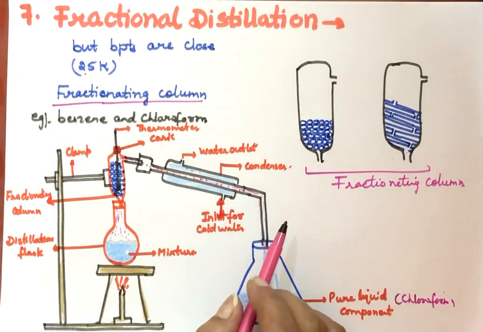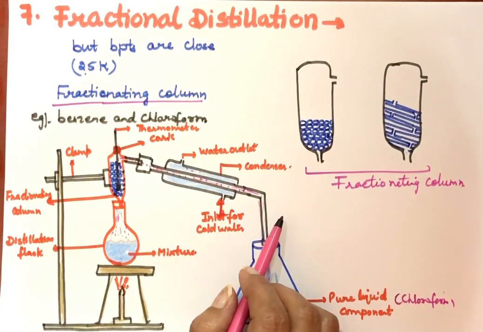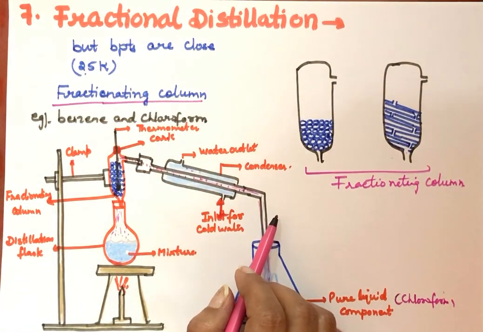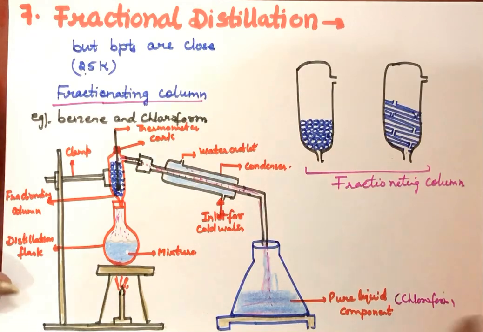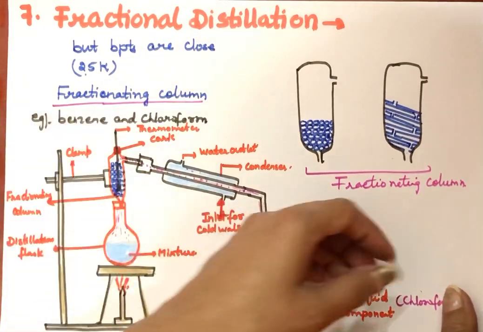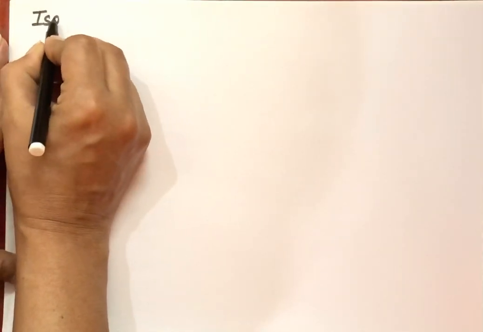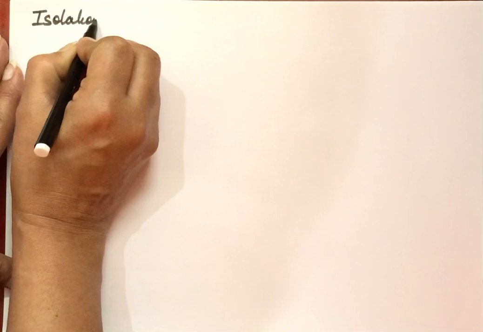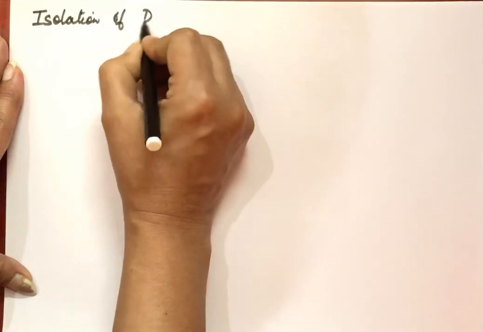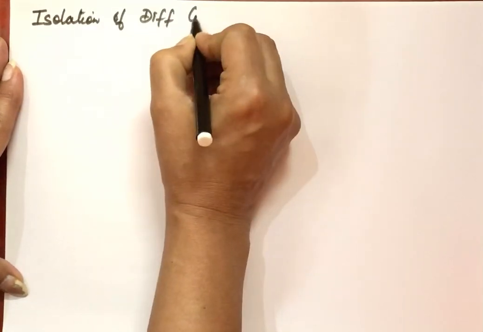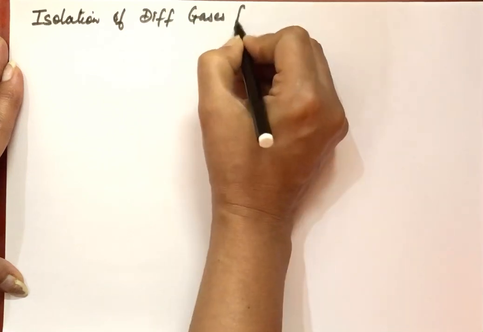Now I'm taking up the first application, the separation of different components of gases using this method. How can we obtain these gases? The heading now is isolation of different gases from air.